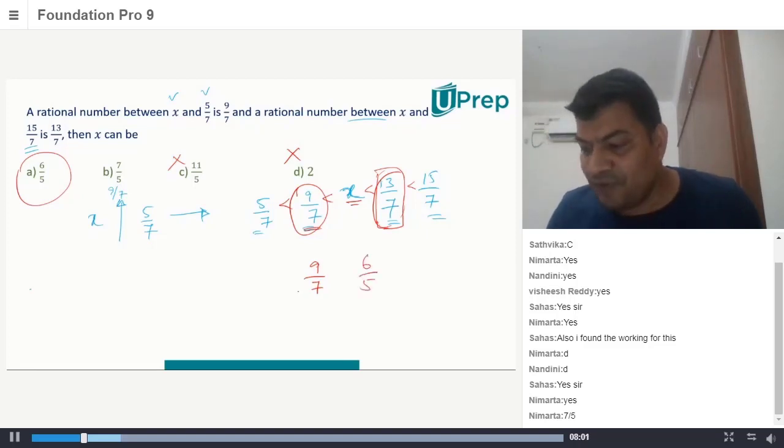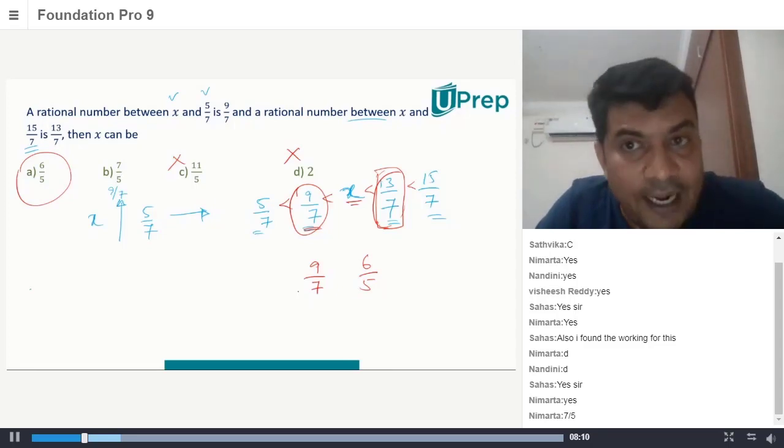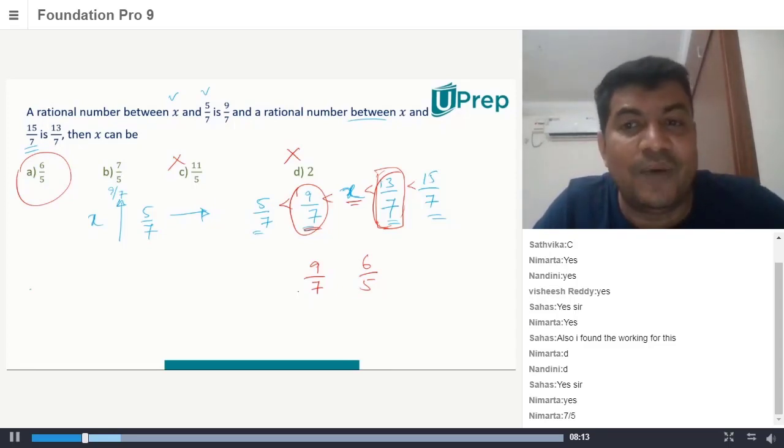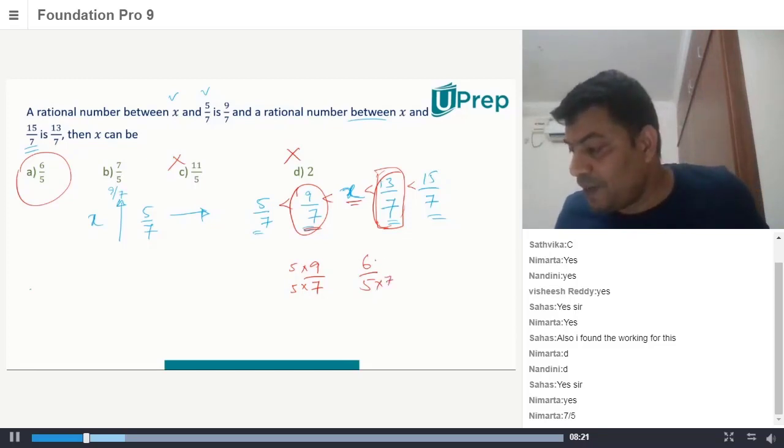My answer, if x were to be 6 by 5, I need to check whether 6 by 5 is greater or 9 by 7 is greater. How do you check? In your schooling, in 8th standard, you were taught when you are to compare two rational numbers, the regular method is you make your denominators same. That means you multiply this with 5 and this with 7, because 7 5s are 35, so this number becomes 45 by 35, 5 9s are 45, and this becomes 6 7s are 42 upon 35.